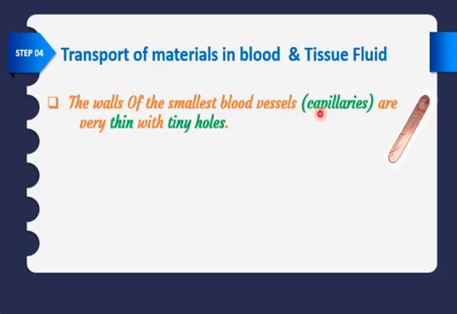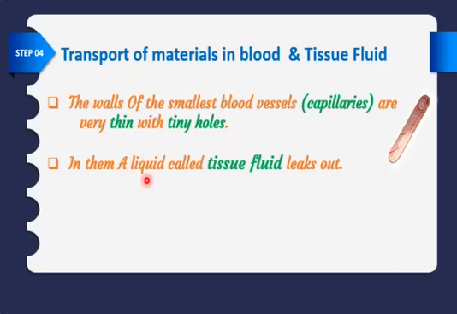And capillaries are the smallest blood vessels. They have very thin walls, with holes in their walls, so that the material that is being transported in the blood is diffused to the body cells. That makes up the tissue fluid also. So transport of material from blood is mainly due to capillaries, because capillaries are meant for the exchange of materials that are being transported by the blood.